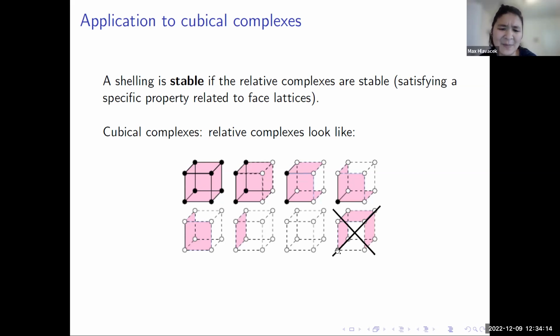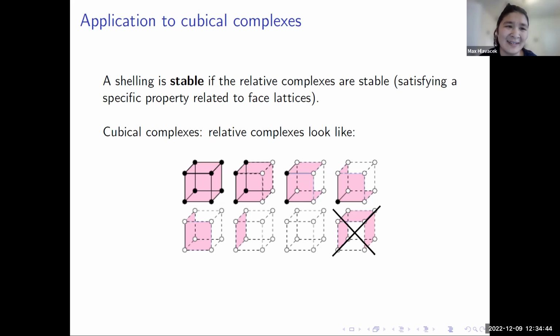So we were like, okay, maybe we want to find shellings that don't make it so that we have a tabletop type thing as part of the relative complex induced by the shelling. So we came up with a definition of a specific type of shelling called a stable shelling. And in general, this property can apply to any polytope, not just cubical ones.